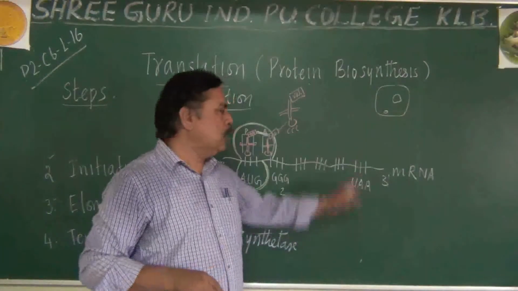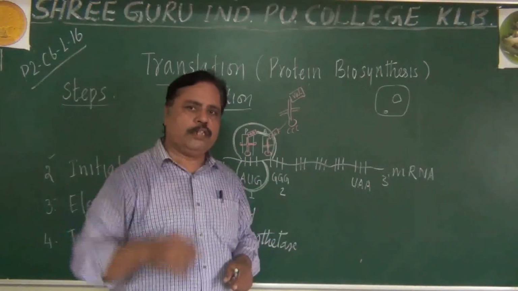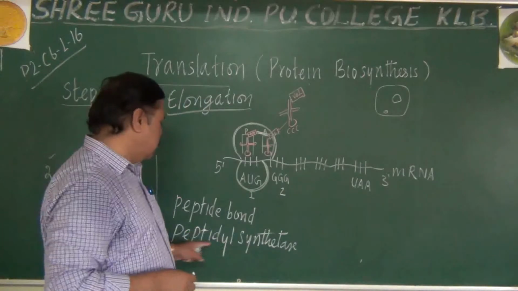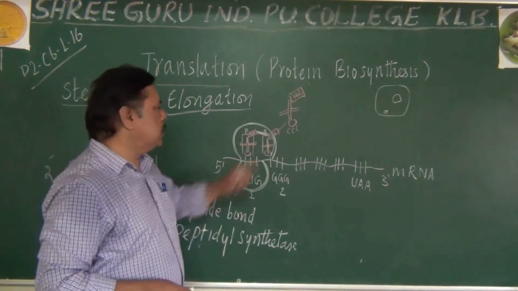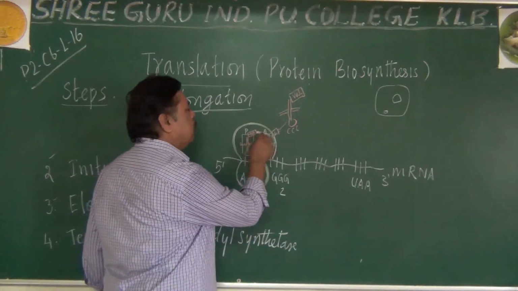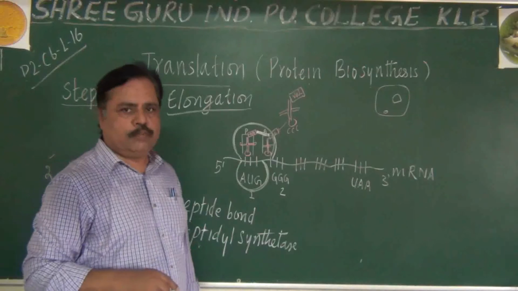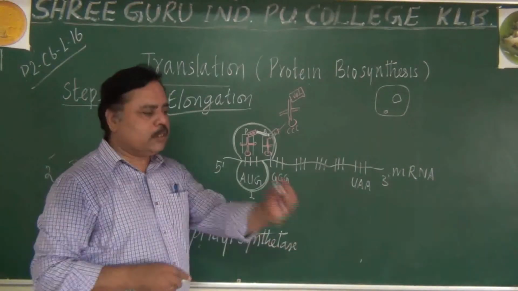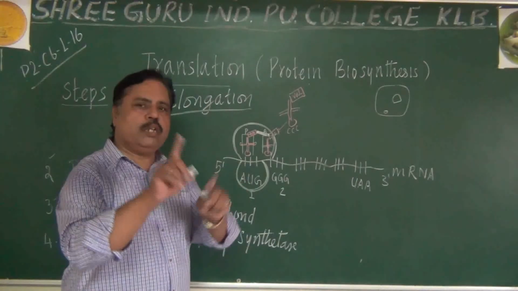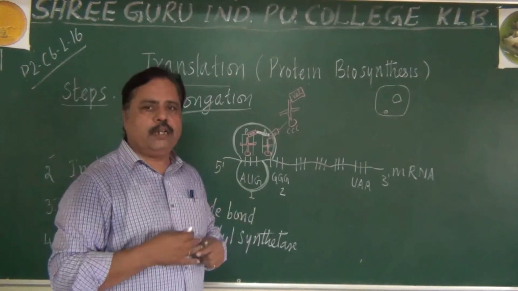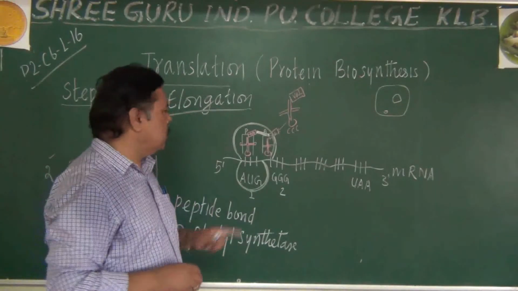The first one was amino acid tRNA synthetase. That is different, used in activation. In elongation, we use peptidyl synthetase enzyme. In the presence of this enzyme, 2 amino acids will be joined with each other. Now you are getting a small chain with 2 amino acids. 2 amino acids, 1 peptide bond, they are in combination. It is called a dipeptide.